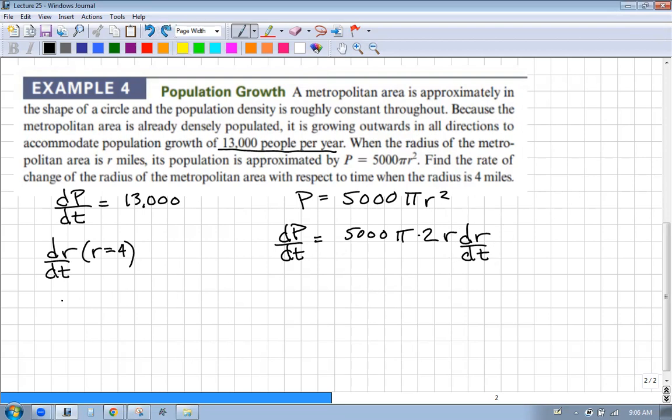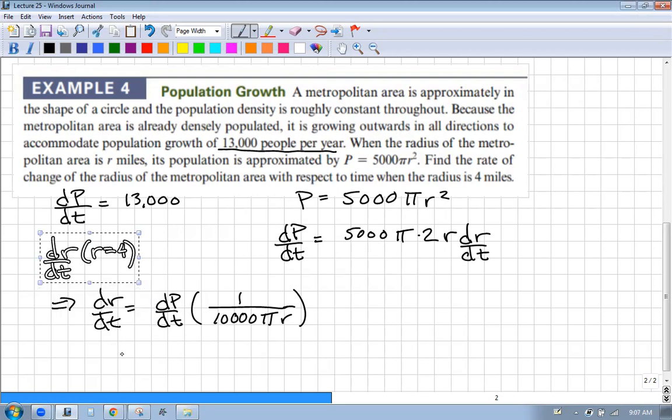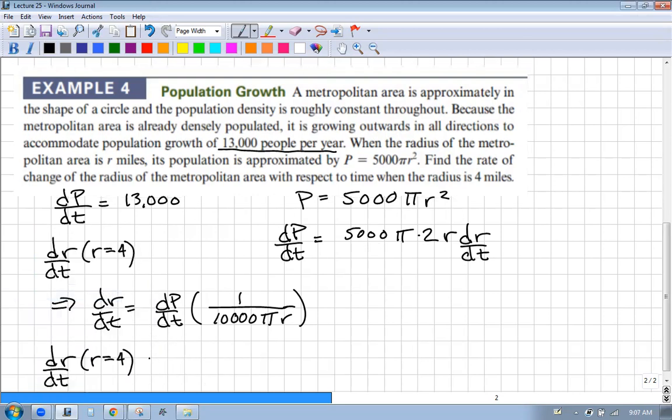Okay. So that means dr/dt is this divided by all this stuff. I just want to put that under there. So dr/dt, we're dividing by this. Let's see, 5,000 times 2 is 10,000 pi r. So this is going to be, plug that in.